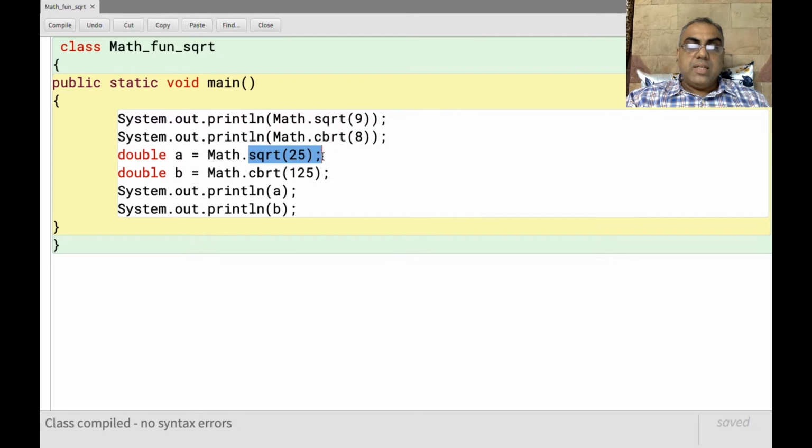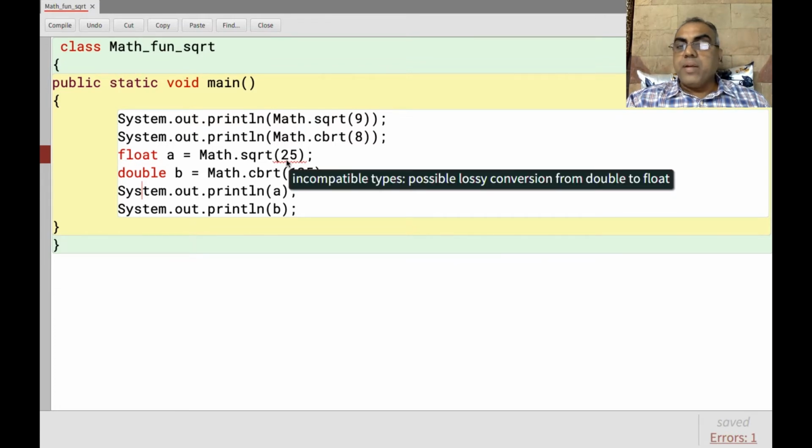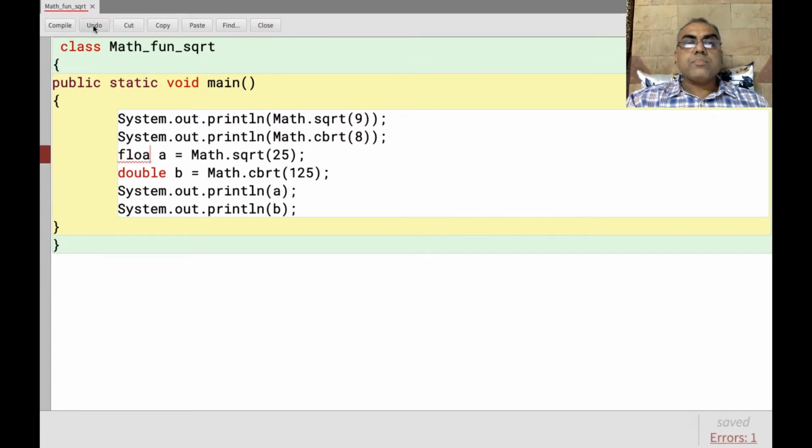Now if the answer comes in decimal, I must have a decimal type data. A has to be decimal type, anything else will not work. Even if I apply float, the moment I click here, I will get an error message, incompatible data type. So I must have a decimal data type to store. So sqrt will store the square root of 25, cbrt will store the cube root of 125, which in both cases will be 5.0. So this will give me 5.0, and this will also give me 5.0. So you'll get 3.0, 2.0, 5.0 and 5.0.